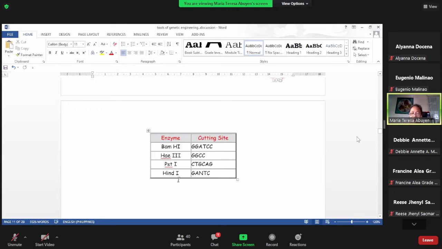For HindIII, G, A. What is this? There is a G, A, N, huh? Please make the necessary correction. There is no such thing as N in a nucleotide base. So these are actually specific sites or recognition sites where a certain restriction enzyme cuts.